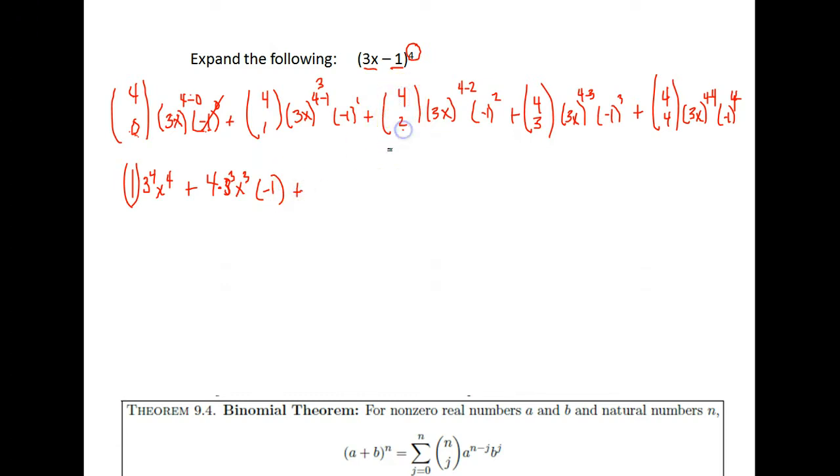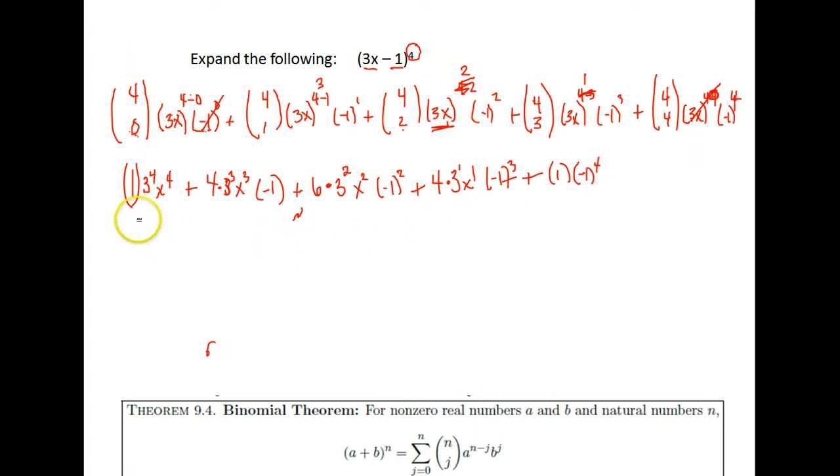Plus 4 combination 2 gives me 6, and then times my 3x, this 4 minus 2 would be the second power, so that gives me 3 to the second power and x to the second power, and then -1 squared. Okay, we keep going. 4 combination 3 gives me just 4 once again. Here 4 minus 3 gives me 3x to the first power, so that's just 3 to the first power, x to the first power, and then -1 to the third power. Plus 4 with 4 gives me just 1. 4 minus 4 gives me an exponent of 0 here. Anything to the 0 power is just 1. And finally, I have times negative 1 to the 4th.